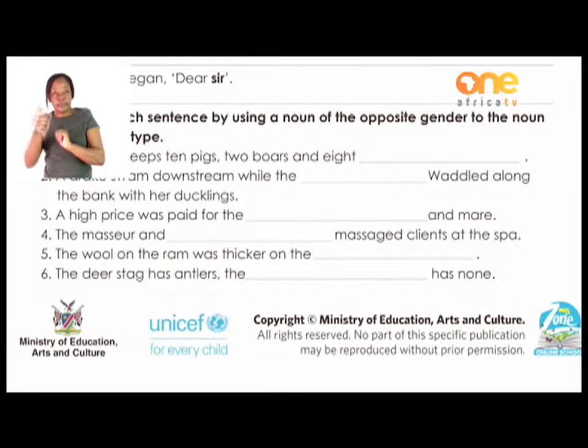A drake swam downstream while the waddled along the bank with her ducklings. The drake is a what? What is a drake? A drake is a male duck. So now if you have to find the female one, what are you going to say? Okay, so you are going to fill in the correct gender in the line there. So you do the same with number 3, number 4, number 5, and number 6. By just checking the word that is bold. It's the one that you have to change to the correct gender.